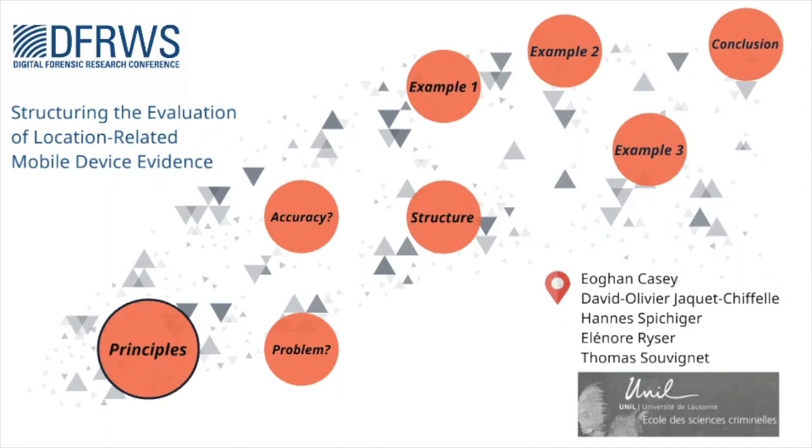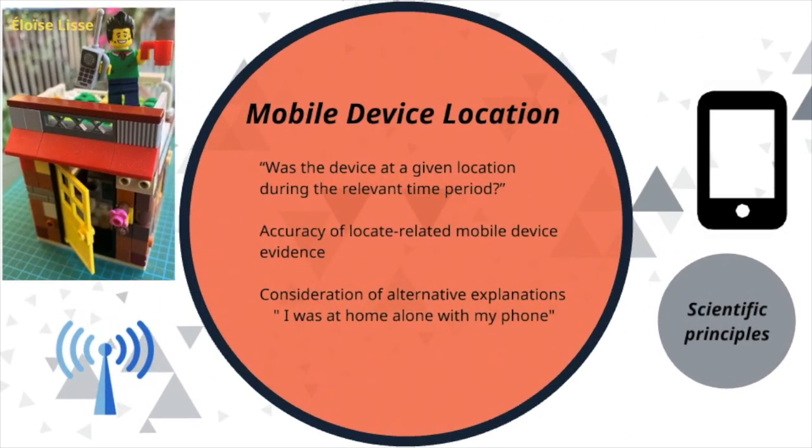This is Owen Casey from the School of Criminal Sciences at University of Lausanne, presenting Structuring the Evaluation of Location-Related Mobile Device Evidence. Mobile devices are increasingly being used as a source of evidence in criminal investigations. The question of whether the device was at the crime scene during the period of the offense is a complex question that requires consideration of alternatives and a strong scientific framework of evaluation.